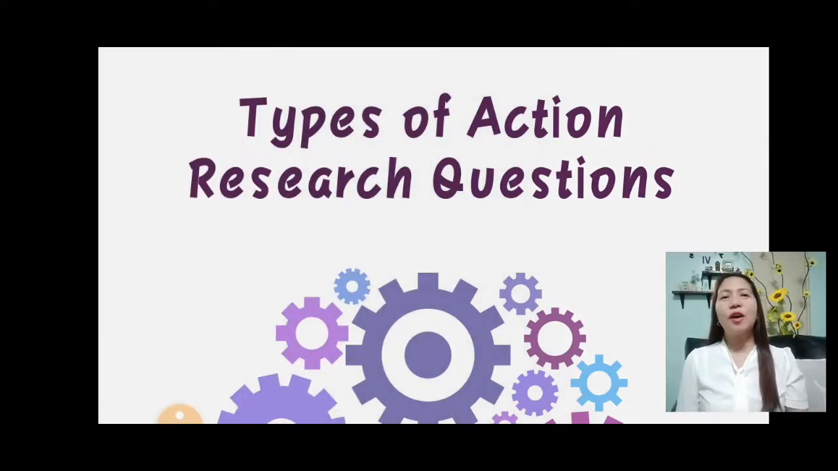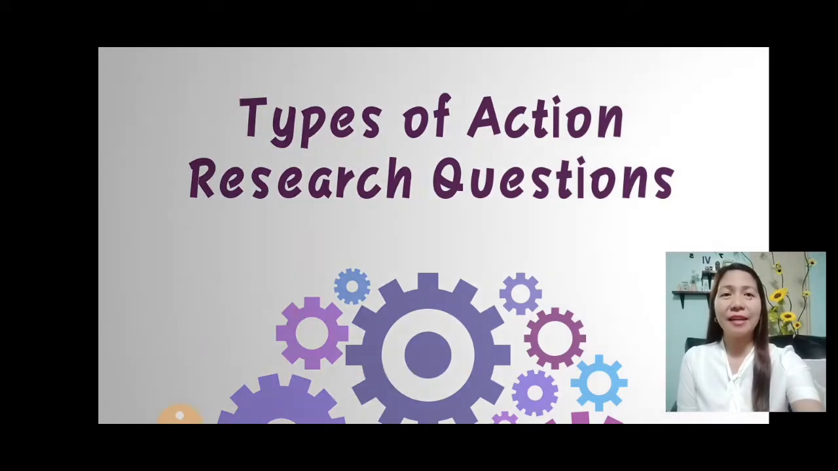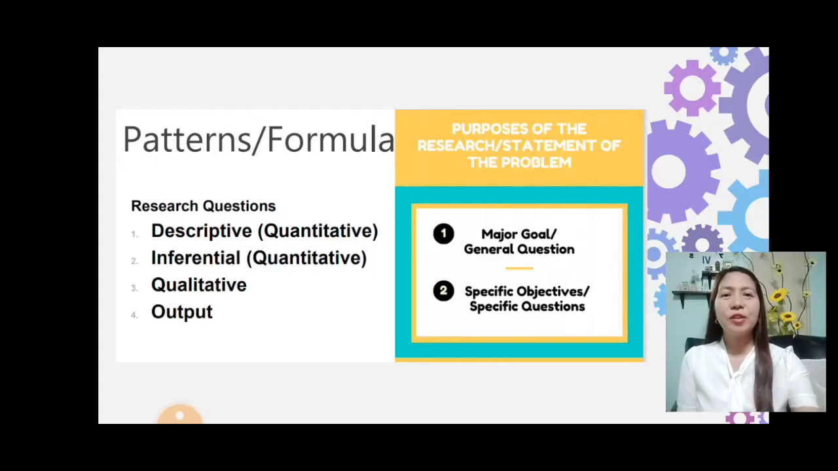There are many types of action research questions, but we will just be dealing with the most common that we will be using based on the research that you will be conducting. Research questions, we have descriptive and inferential, which is under quantitative, qualitative, and output. The purpose of research questions or the statement of the problem is to get your major goal, which is your general question, followed by specific questions.